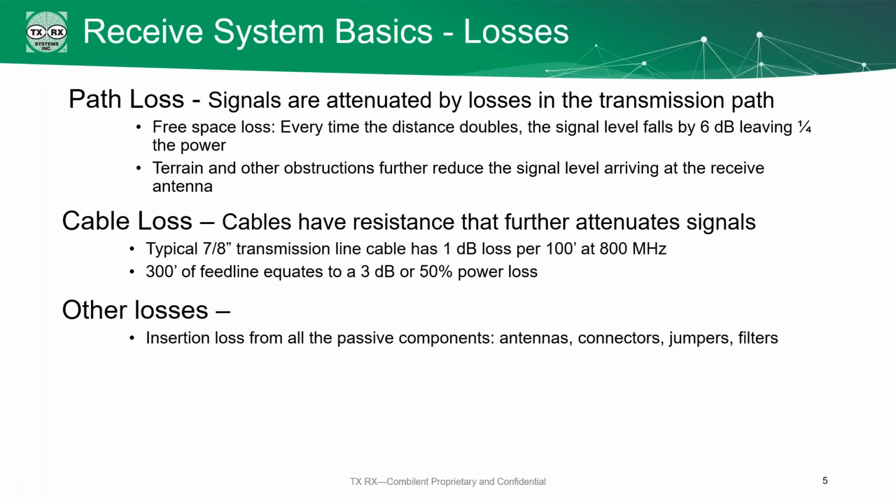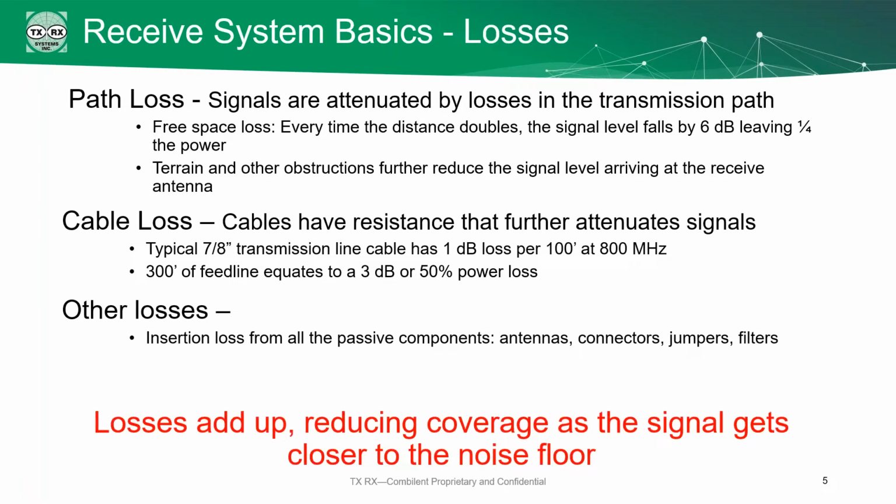In addition to those, we also have insertion losses from passive components. Your antennas, your connectors, your jumpers, your filters all have insertion loss as part of them. They're all going to degrade your signal even just a little bit. We have to overcome that loss too. So these losses all add up. And every time you have a loss, your coverage is reduced. Your signal is getting closer to the noise floor and it's harder to hear it. This means that your subscribers have to be closer to your antenna in order to get their message through. Obviously, in large counties, that can be a problem. So how do we deal with all that?